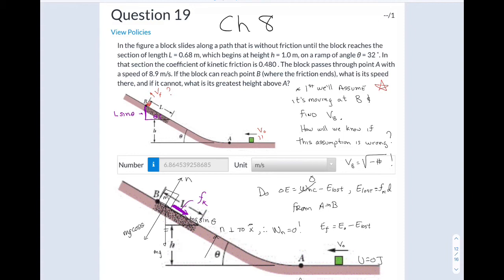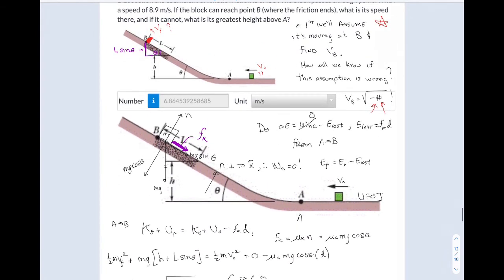Now, first, I'm going to assume that it does reach point B, that it's moving at point B, and we're going to find that speed. Now, how will we know if this assumption is wrong? Well, if I assume that it's up here at point B and I try to calculate the speed, and my final answer has the speed at B as the square root of a negative number, that means there is so much friction it never got to that point. So we'll have to see whether or not we have a real solution at that step.